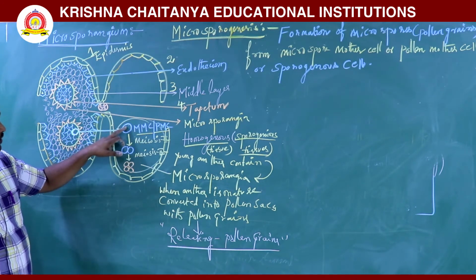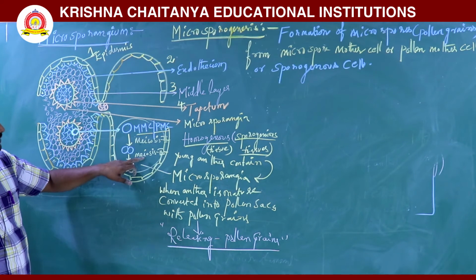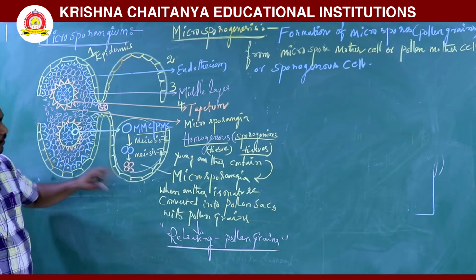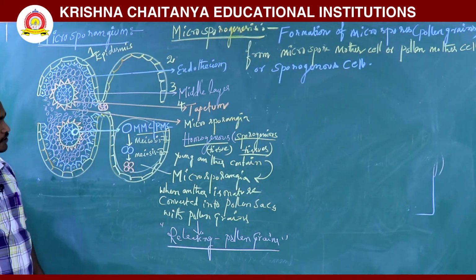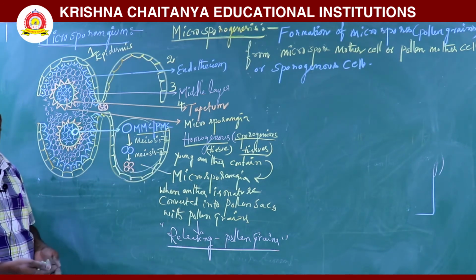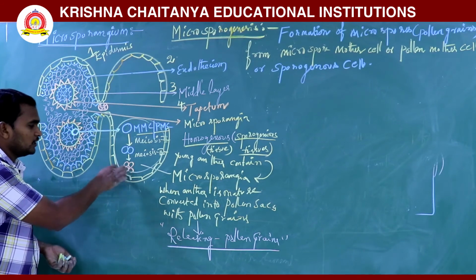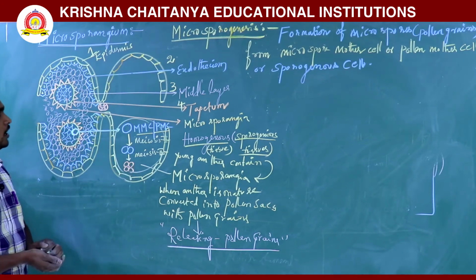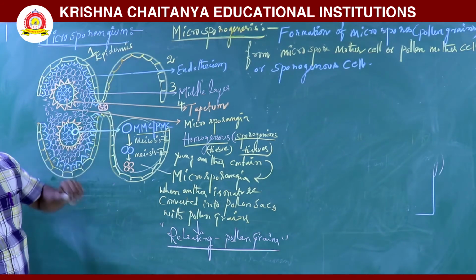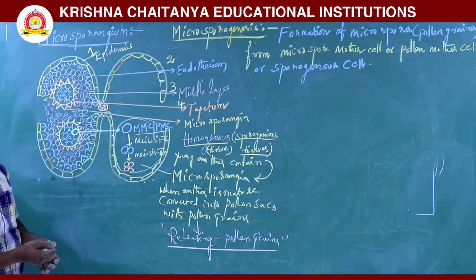After the first meiosis and second meiosis, how many pollen grains are produced in total? Four pollen grains are produced. When fully matured, these pollen grains dissociate and are released into the atmosphere. So this is also microsporogenesis.